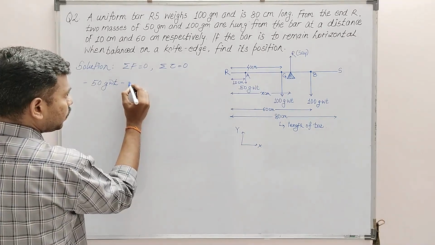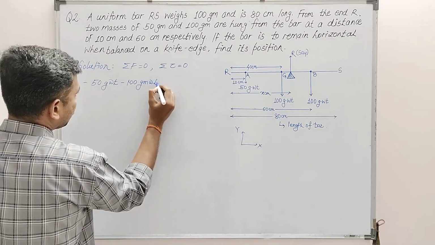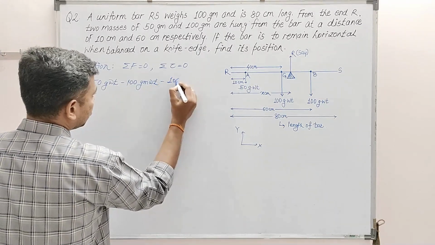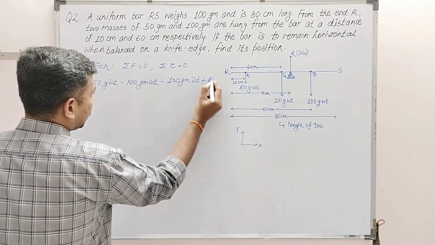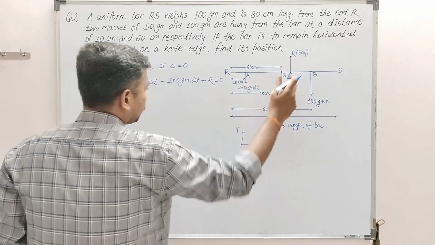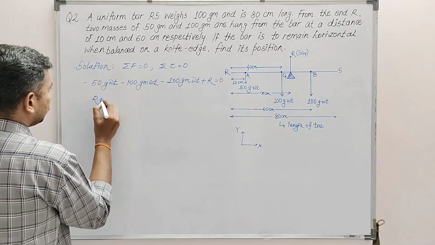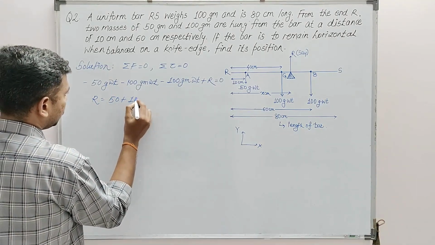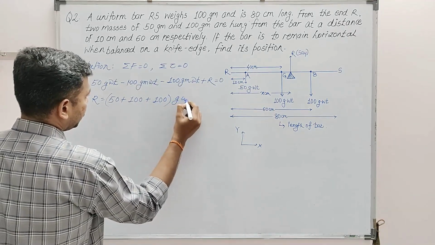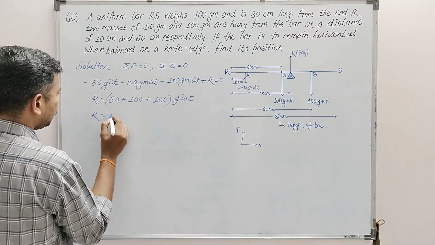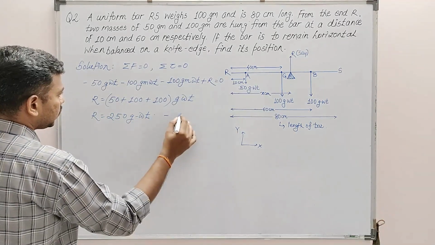So minus 50 gram Wt, minus 100 gram Wt, minus 100 gram Wt, plus R is equal to 0. Now plus R because it is along the positive y-axis. Now we can write R is equal to 50 plus 100 plus 100 gram Wt. In this way, the R value is 250 gram Wt. This is equation 1.